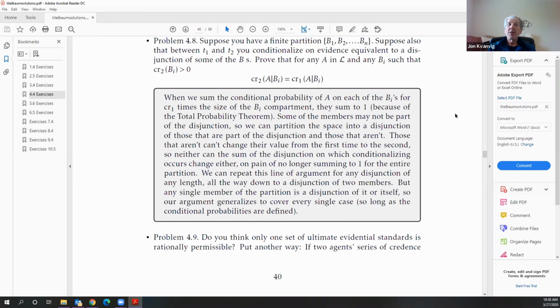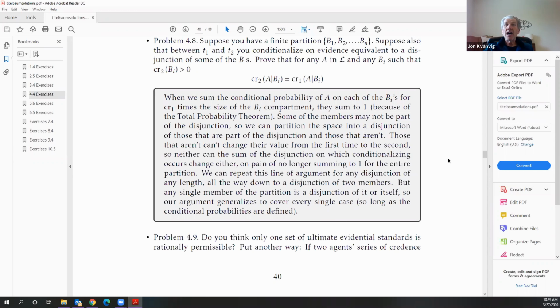Some of the members may not be part of the disjunction that we're talking about. You conditionalize on evidence equivalent to a disjunction of some of the B's. So carve off the ones that are relevant from the ones that aren't. So we can partition the space into those that are part of the disjunction and those that aren't. Those that aren't can't change their value from the first time to the second. So neither can the sum of the disjunction on which conditionalizing occurs change either, on pain of no longer summing to 1 for the entire partition.